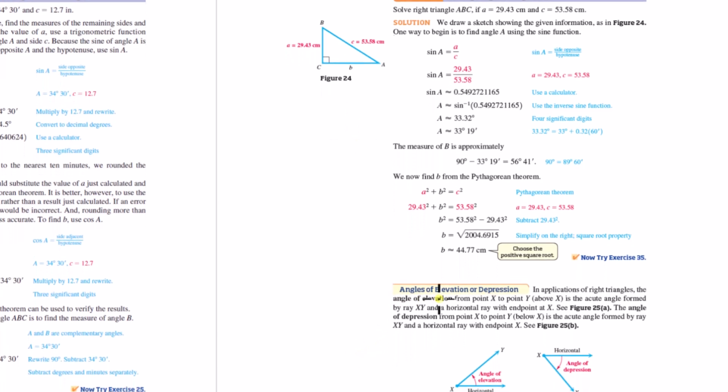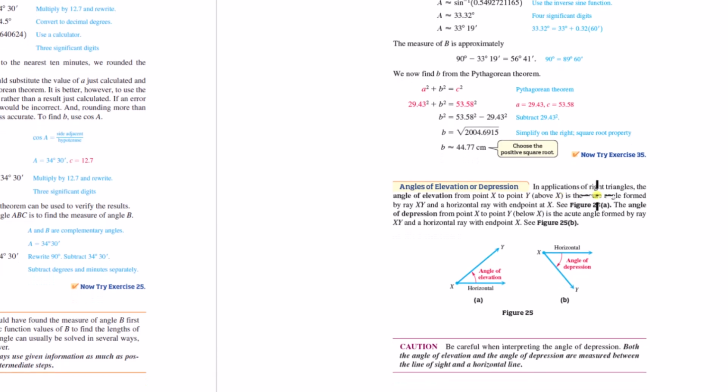Okay, angles of elevation or depression. In applications of right triangles, the angle of elevation from point X to Y is the acute angle formed by ray XY and a horizontal ray within point X. The angle of depression from point X to point Y is the acute angle formed by ray XY and a horizontal ray within point X. So the difference is that if it's an angle of elevation, point Y is above X. If it's an angle of depression, it's below X.